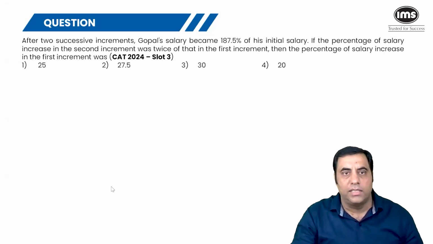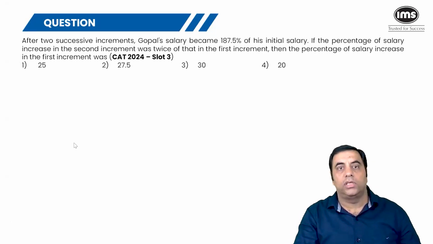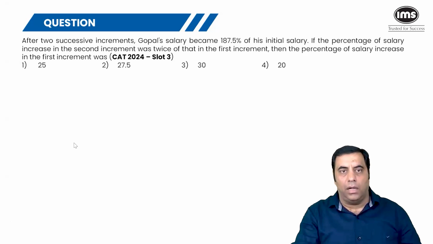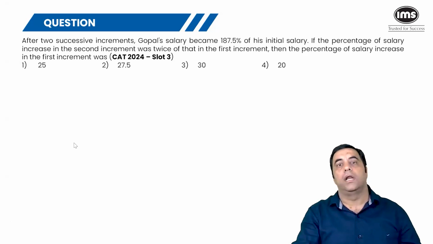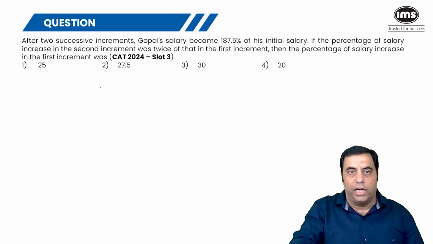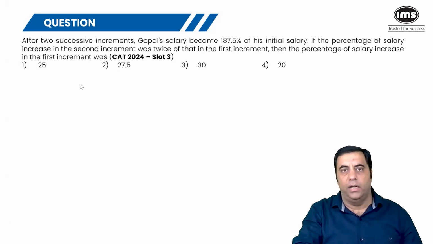Let's see the question. It says, after two successive increments, Gopal's salary became 187.5% of his initial salary. If the percentage of salary increase in the second increment was twice of that in the first increment, then find the percentage of salary increase in the first increment. So there are two successive increments they've stated, right?